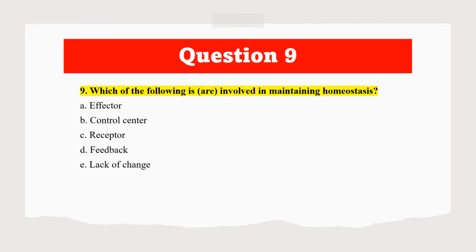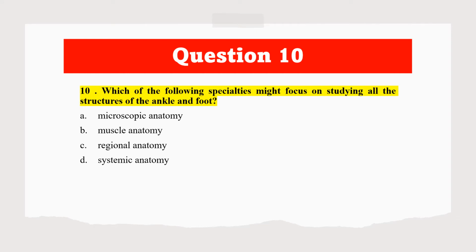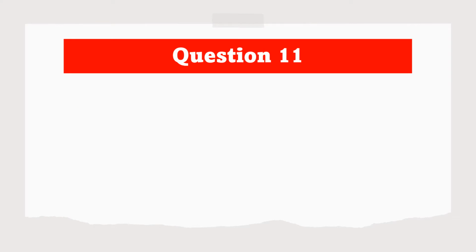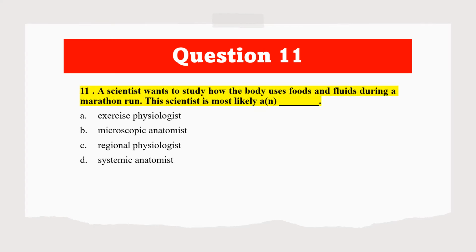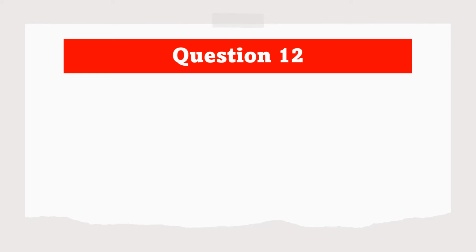Question number 9. Which of the following is involved in maintaining homeostasis? We name all of the components of homeostasis regulation, which include effector, control center, receptor, and feedback. Question number 10. Which of the following specialties might focus on studying all the structures of the ankle and foot? It includes regional anatomy. Number 11. A scientist wants to study how the body uses foods and fluids during a marathon run. This scientist is most likely a systemic anatomist because he is studying a system.